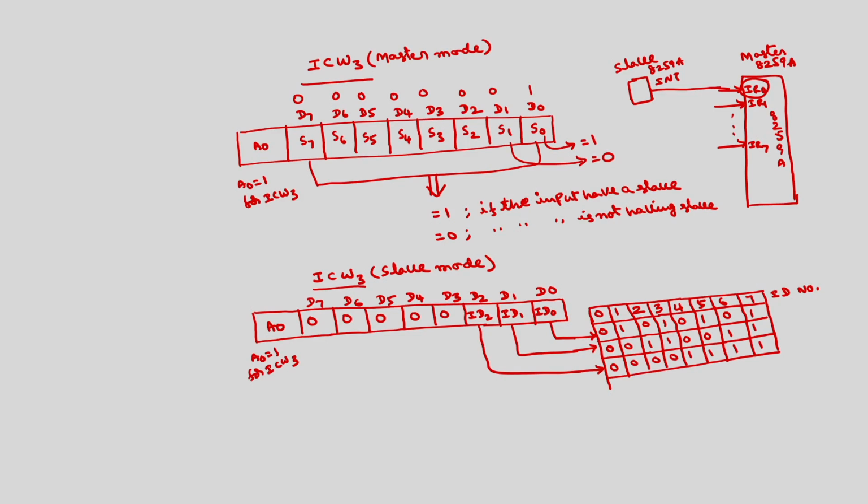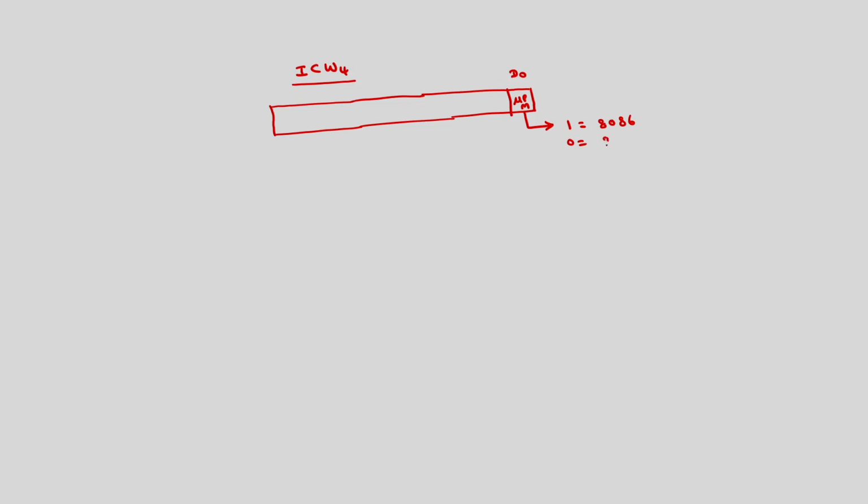Now, going for the ICW4. The format of ICW4 is, we have 8 bits and A0 will take an additional bit. This D0 bit will be the microprocessor mode. So, this will be 1 for 8086 and 0 for 8085.